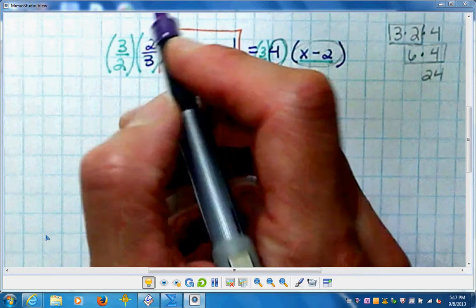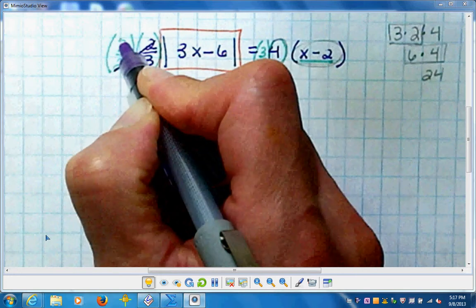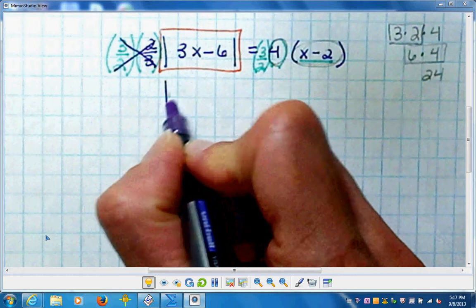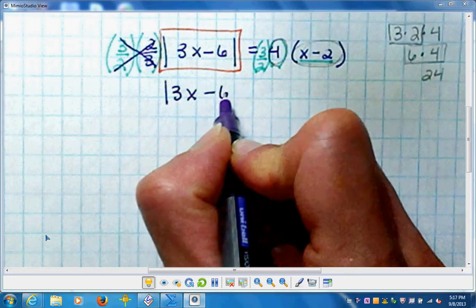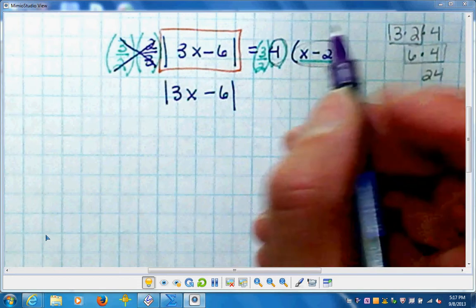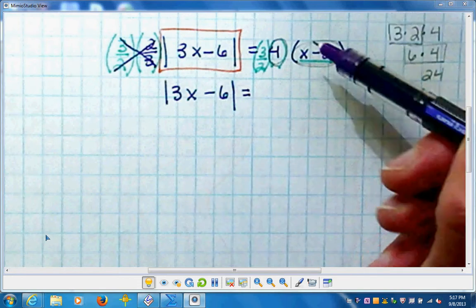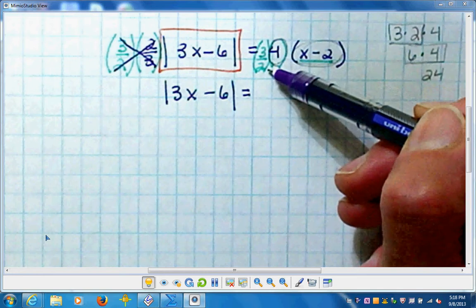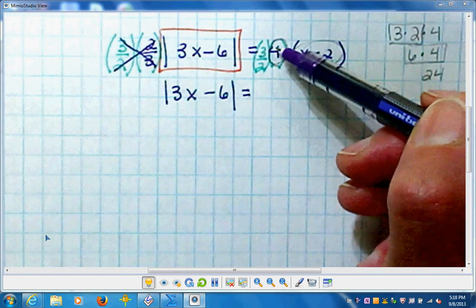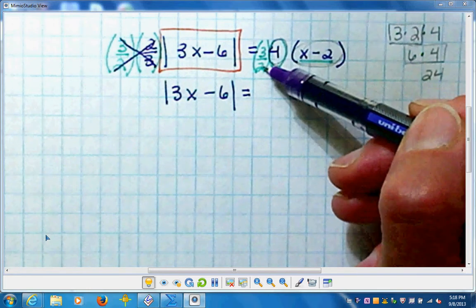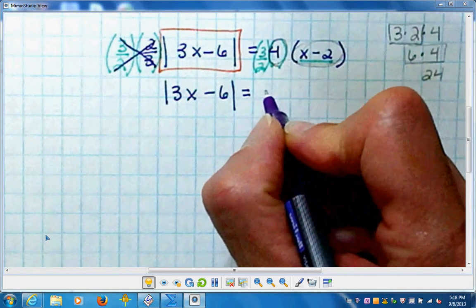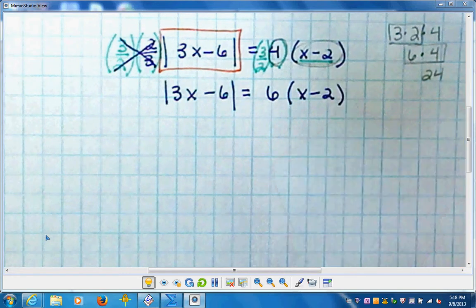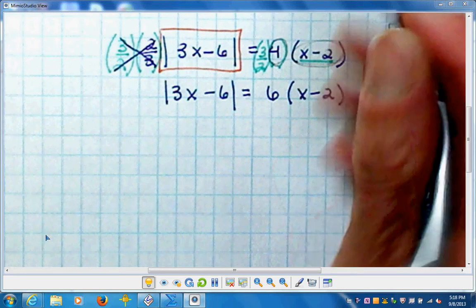So that means that this divides out to 1. So that's no longer there. So now I have the absolute value of 3x minus 6 equals, well, you could multiply this together and say 3 times 4 is 12 divided by 2, which is 6 times x minus 2. That's one way of doing it.